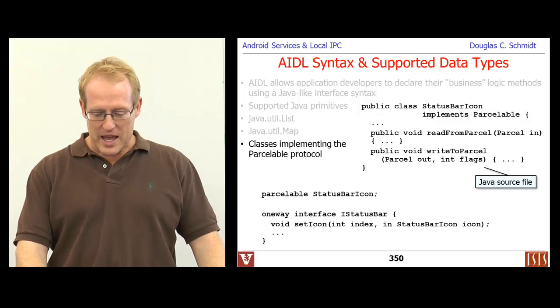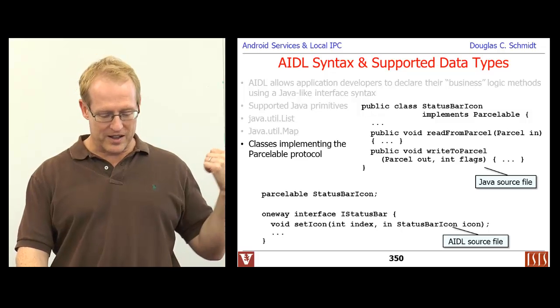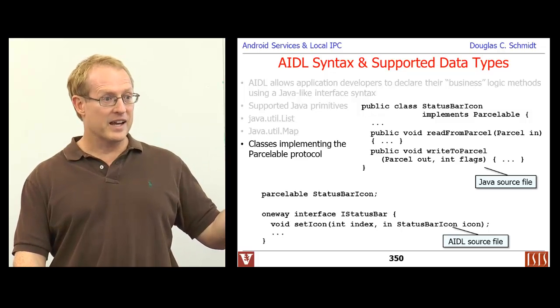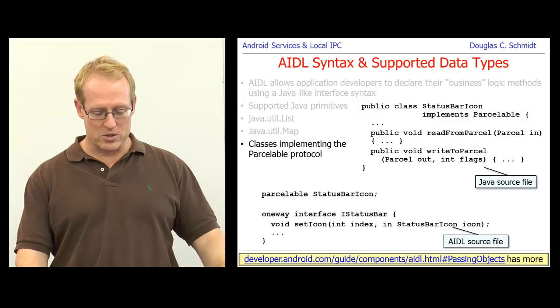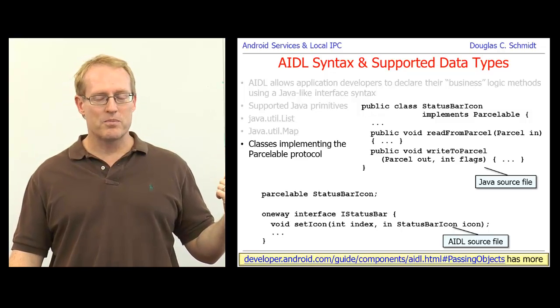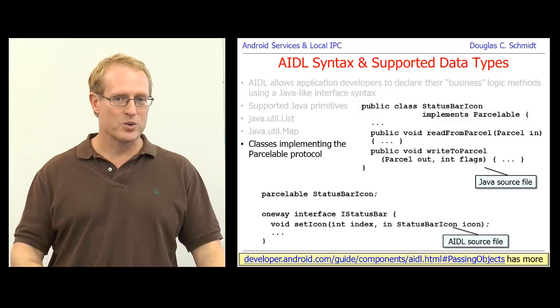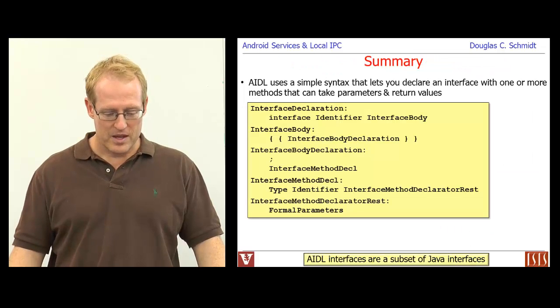Okay, that's why. So as you can see here, status bar icon is a Java source file. This other thing is an AIDL source file. And so you can make those work together. There's a description that you can find on the Android web page that talks more about how you pass objects, and it goes through and shows you an example of how to do this kind of thing.